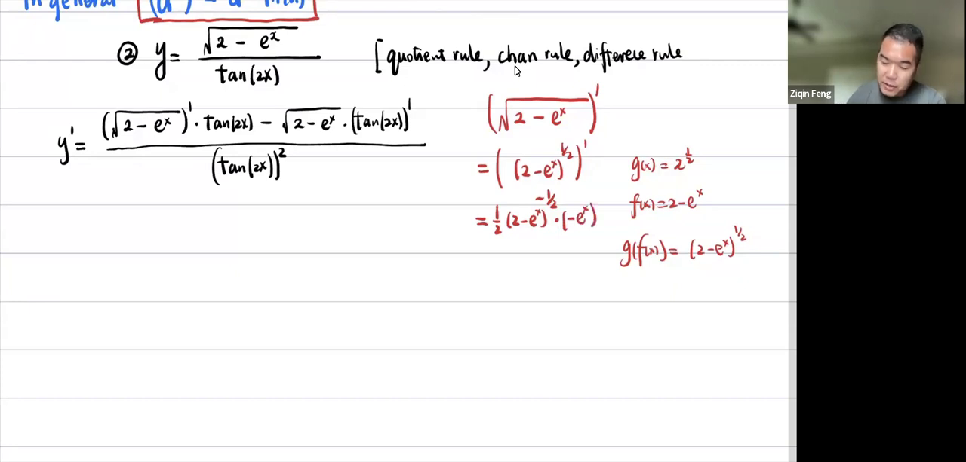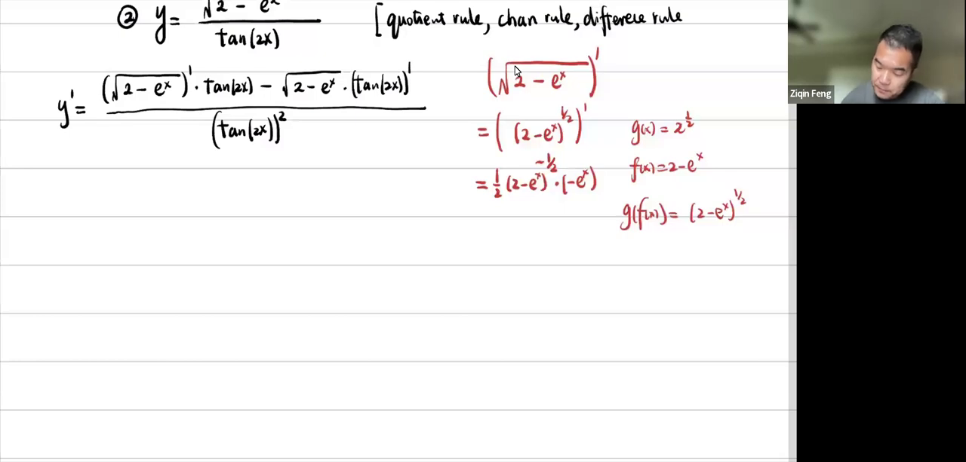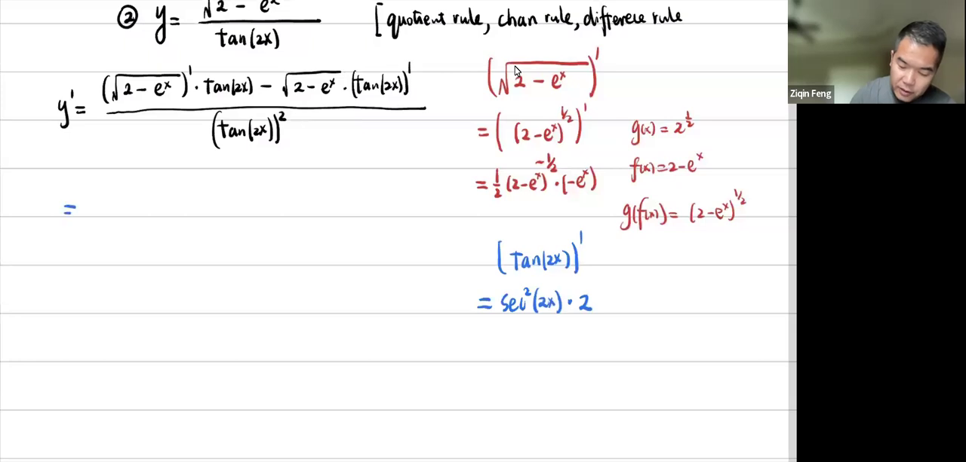And now let's try to differentiate tangent of 2x prime. That's clearly a composition of two functions. The inner function is 2x, the outer function is tangent. Apply the chain rule. The derivative of tangent is secant squared. The inner function 2x we keep inside, times 2x prime, you get 2. So we are now ready to write down the final answer.